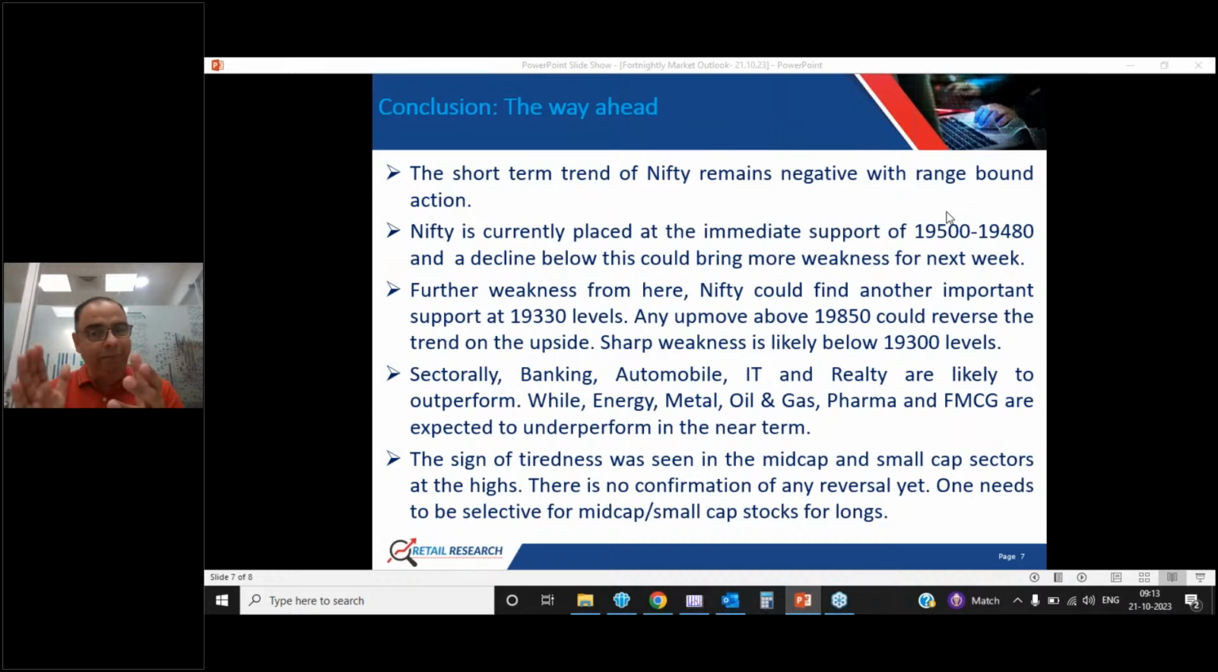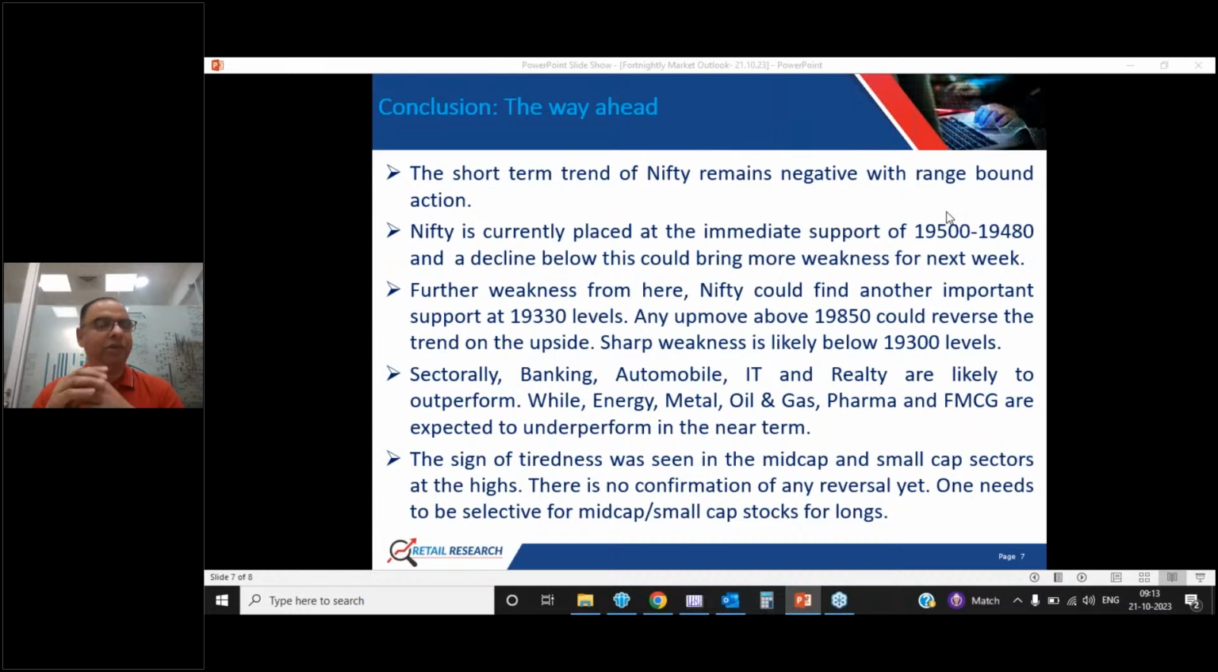19,000 is immediately placed at 19,500 to 480 levels, and I'm expecting a decline below this support in the next week. Further weakness from here could slide Nifty towards the next support of 19,300 to 350. The 300 to 350 is a very strong support place, but I'm not expecting any bigger upside bounces from the 300 to 350 levels. Having shown this pattern on the larger time frame chart, there is a higher possibility that eventually the 19,300 level we are speaking of is going to be broken on the lower side.